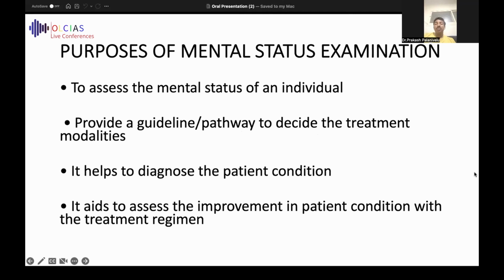Why do we want to do a mental status assessment in patients? To assess their mental status, it provides the guideline or the pathway to decide the treatment modalities, like what treatment is required, and we can also prioritize the treatment, what treatment has to be first and what has to be next. It helps to diagnose the patient's condition. It aids to assess the improvement in the patient's condition with the present treatment regimen. Next slide, please.